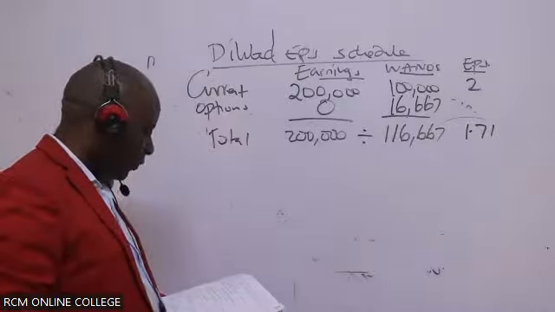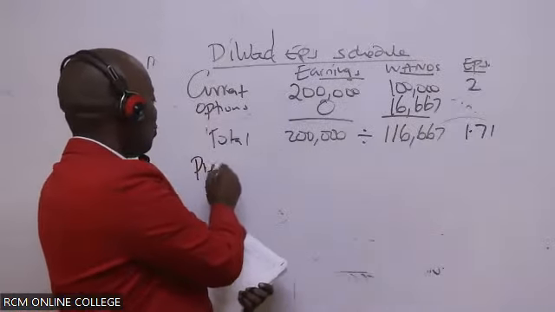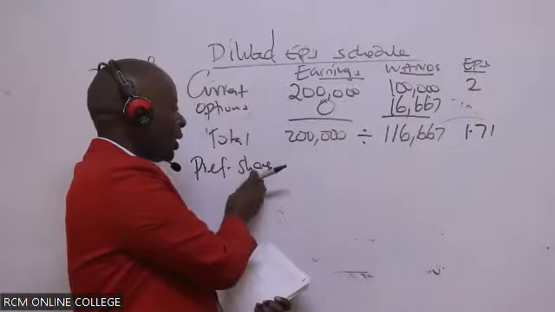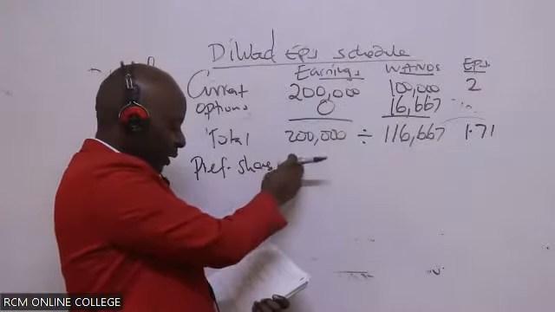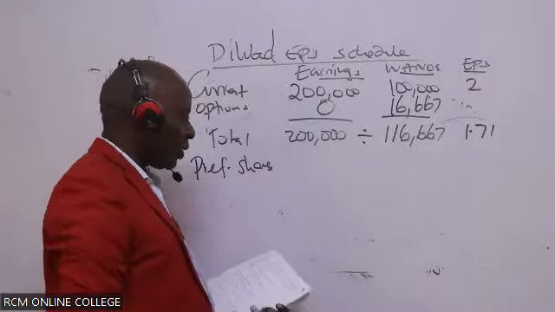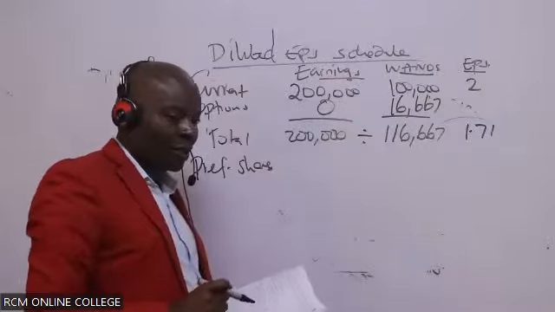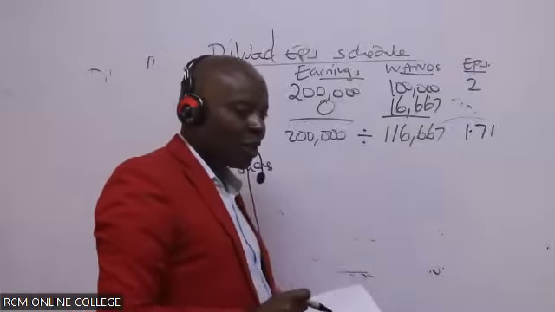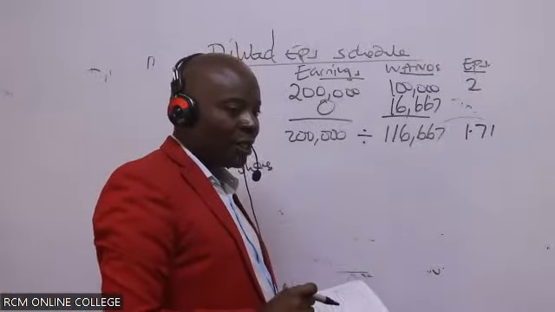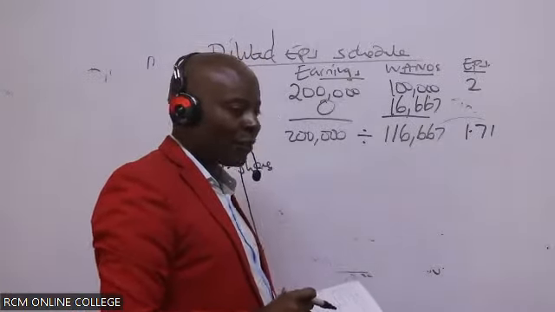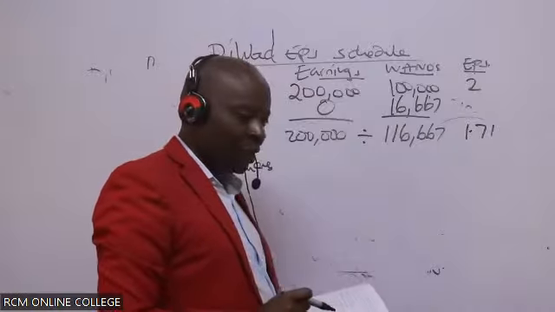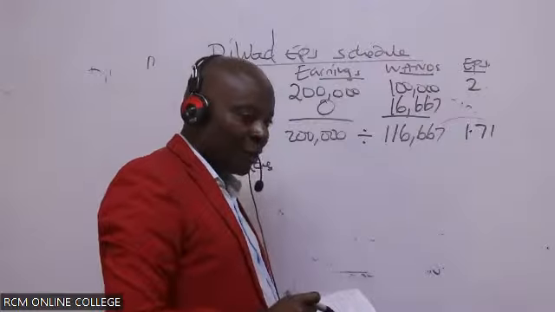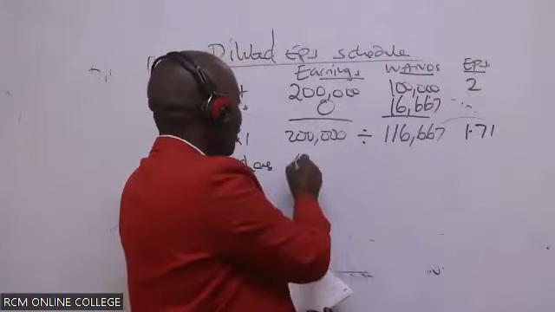the preference shares. So preference shares, are you able to give me, in this case here, the earnings associated with this, the increase in earnings? Somebody give me the figure, the increase in earnings for preference shares. Is there anybody who is able to remember this? For preference shares, 40,000. Thank you very much.